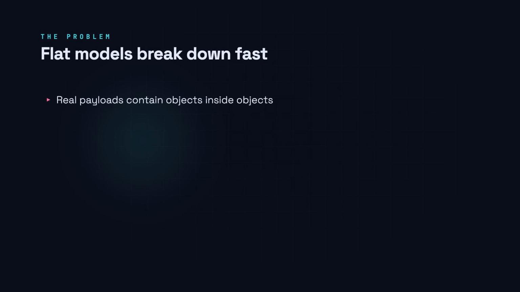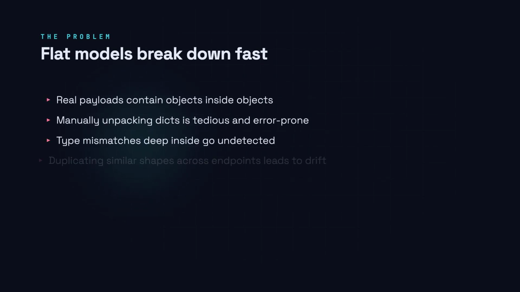Imagine your API receives an order that contains a shipping address and a list of line items. If you accept that as a plain dictionary, you have to manually dig into nested keys, check types at every level, and repeat that logic across every endpoint that touches orders. One missing key or wrong type, buried 3 levels deep, silently corrupts data or crashes at runtime, exactly the kind of bug that is painful to track down.